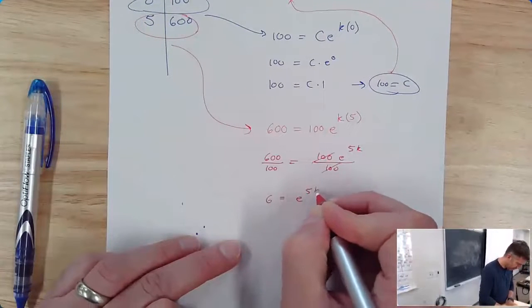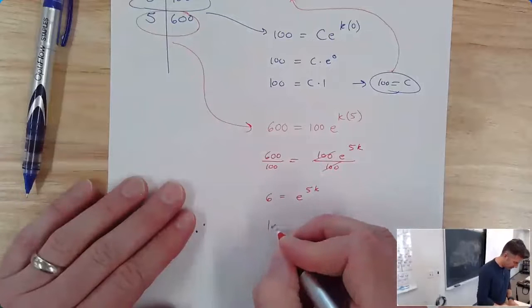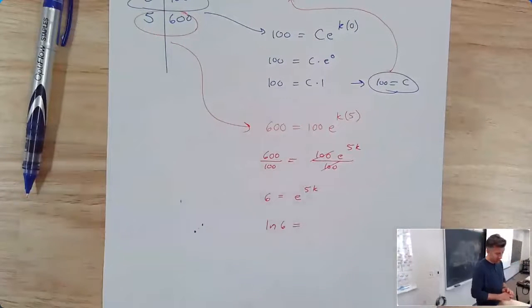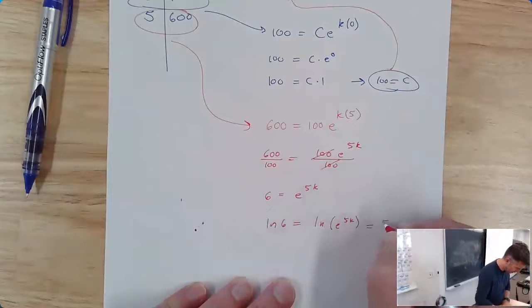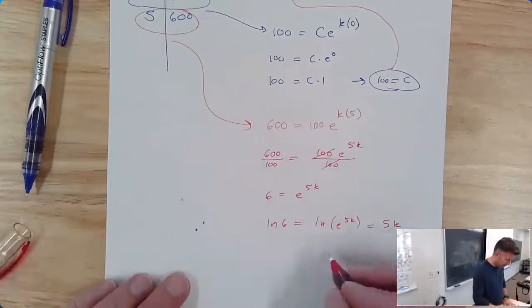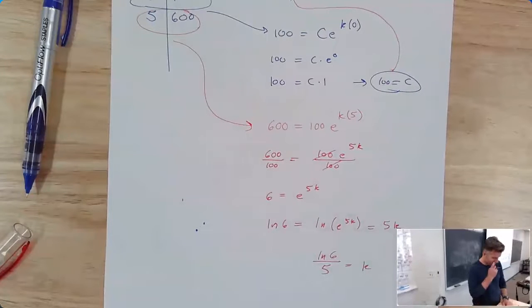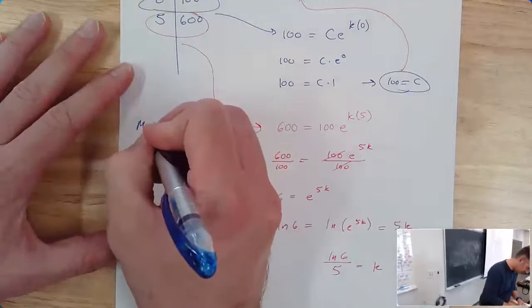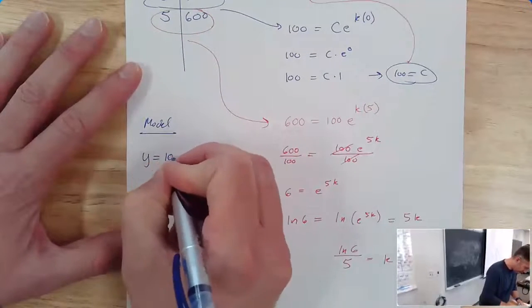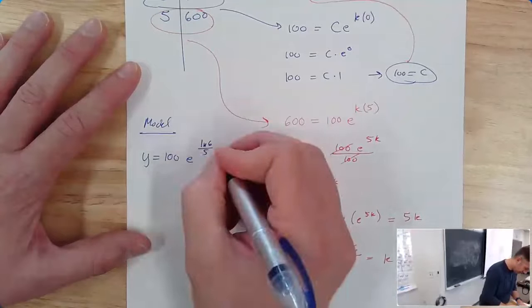And then after we've gotten rid of that coefficient on the right side, we can take the natural log of both sides. So we're going to have the natural log of 6 equal to, you can write the natural log of e to the 5k, or you can just jump to saying it's 5k. I'm going to write the natural log of e to the 5k and then say, oh, that's just 5k. And then solving for k is going to equal the natural log of 6 divided by 5. So now our fully fledged complete model is y equal to 100 e to the natural log of 6 over 5 times t.